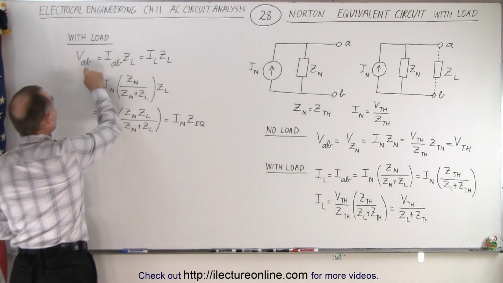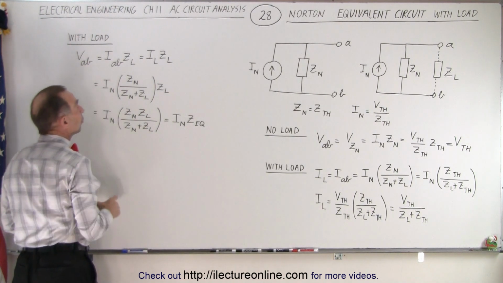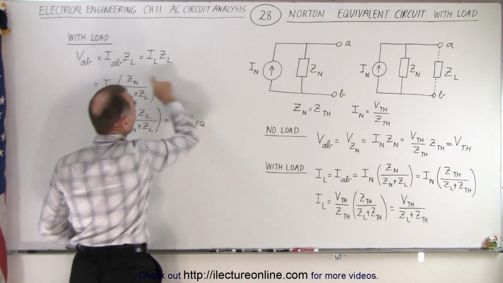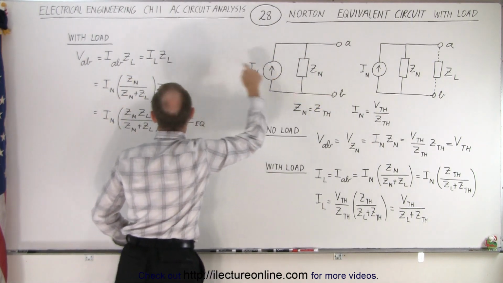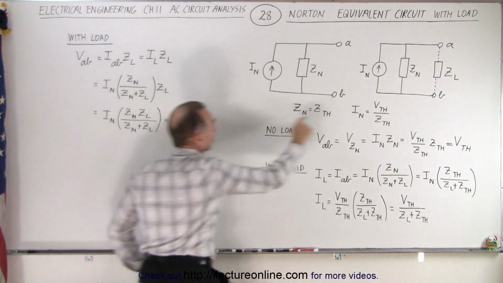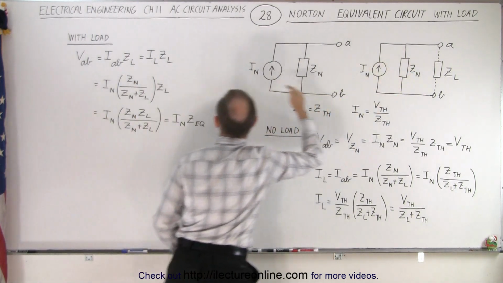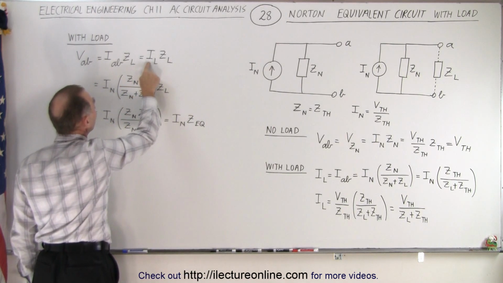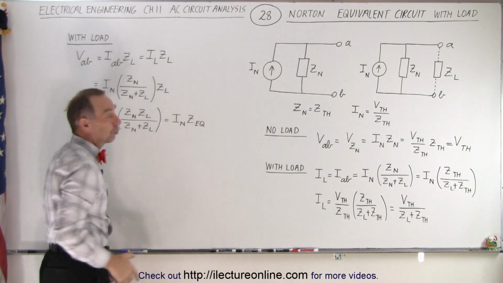What about the voltage from A to B when you have a load? Notice the voltage from A to B is simply the current from A to B when the load is connected. So that would be over here. It would be the current through the impedance times the impedance. And so we can simply say it's the load impedance times the current through the load.